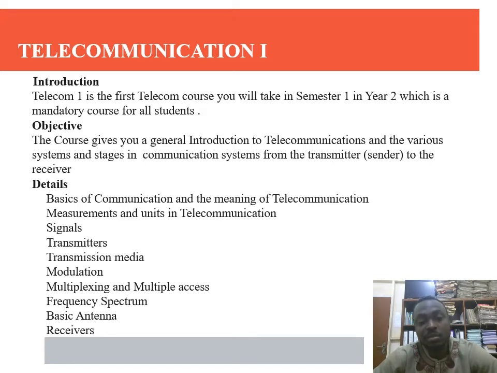Then we'll talk about measurements and units in telecommunication. We look at what signals are and the different forms of it. We look at what transmitters are, what they are used for. We look at transmission media, the different types of transmission media and their characteristics. Then we look at modulation, different forms of modulation, analog and digital modulations. Then we look at multiplexing and multiple access techniques that are available. Then we look at the frequency spectrum.